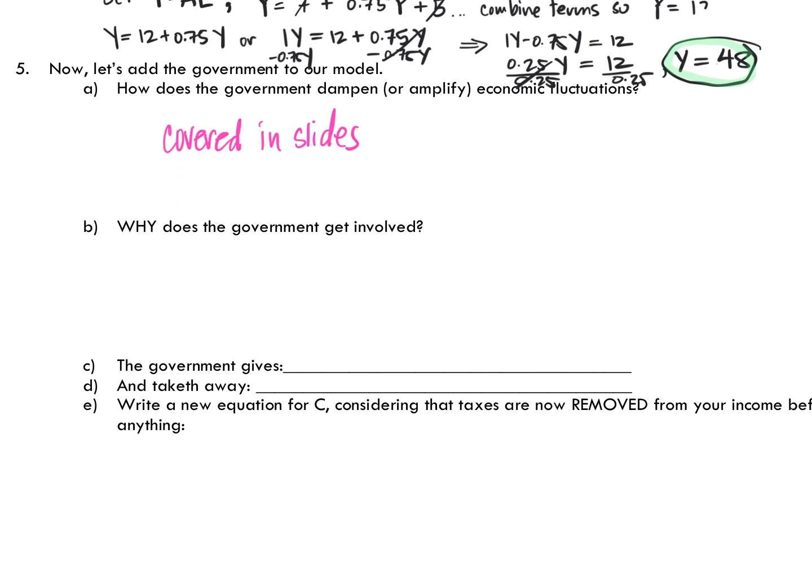And I'm going to stick to the technical stuff, and the stuff that's covered in slides, please just check that stuff out. All the slides are posted to Canvas.